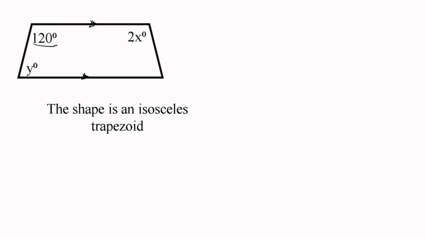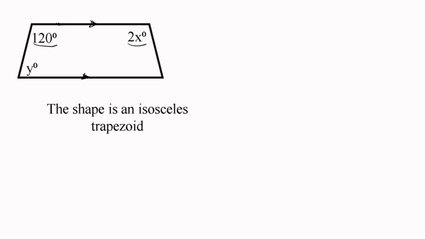this angle and this one, they are base angles, right? And they are from the same base. This is going to be the base. So they must be congruent. And angles from different bases are supplementary. What does it mean? It means this angle is from this base, and this angle is from this base. So they are supplementary.